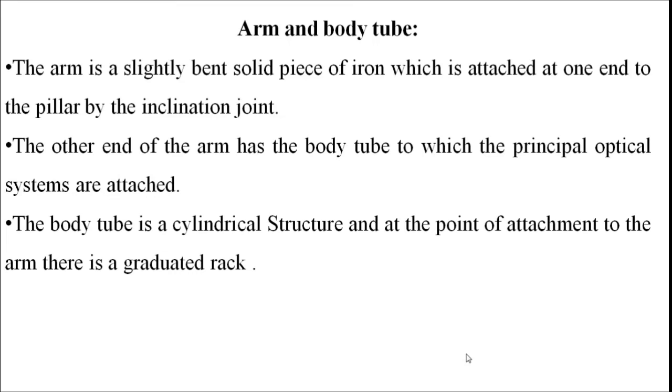The body tube is cylindrical in structure, and at the point of attachment to the arm, the graduated rack is there. The main function of the body tube is that it helps in the up and down movement of the microscope.